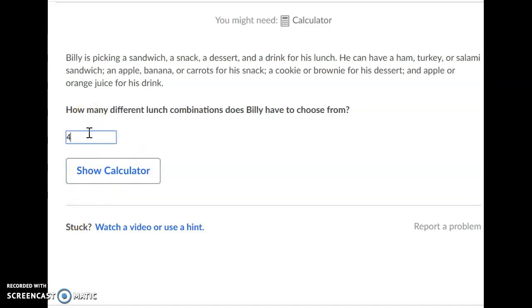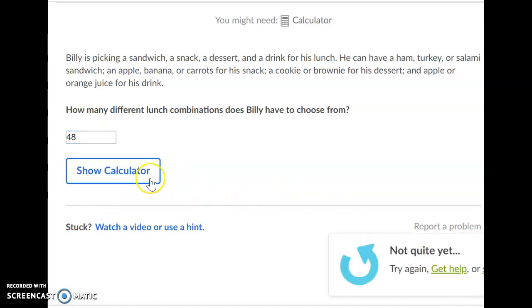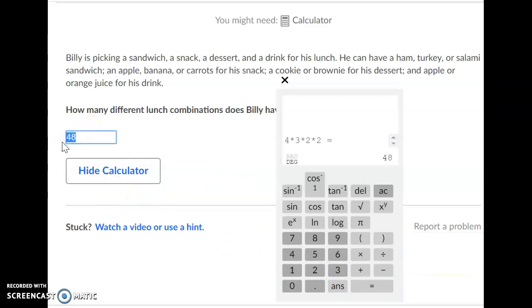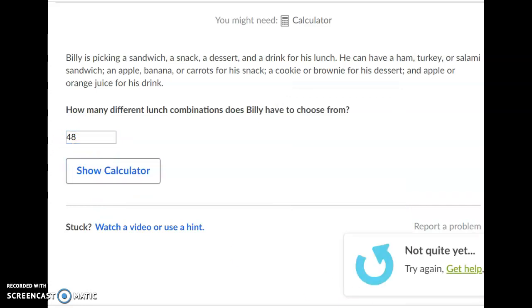Again, you can use a calculator if you prefer. Which I probably should have, because apparently I didn't do this right. What did we say we had? We had 4 times 3 times 2 times 2 is 48. Isn't that what I put in? Yeah. Well, obviously I made a mistake here somewhere. Okay, well, good luck. I'm sure you'll do better than I just did.